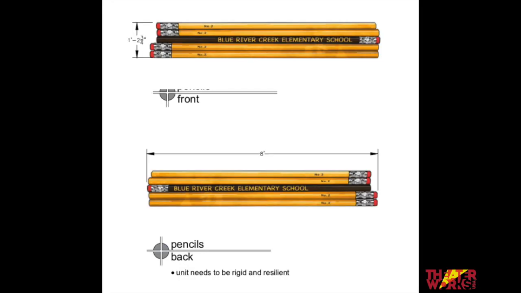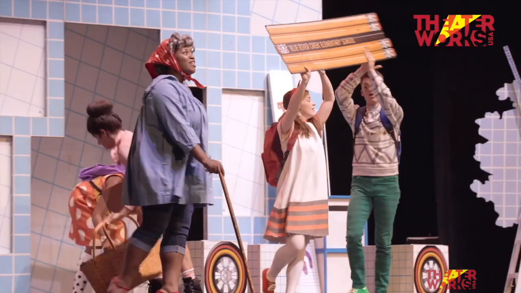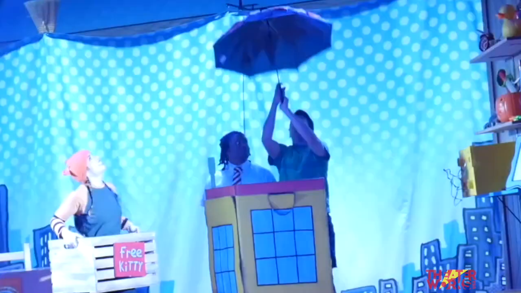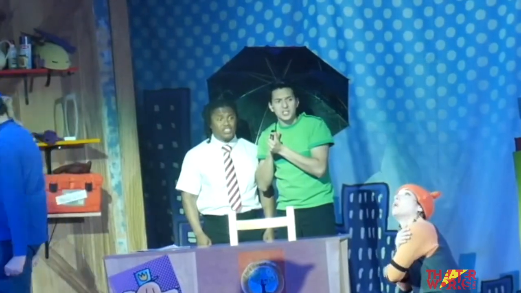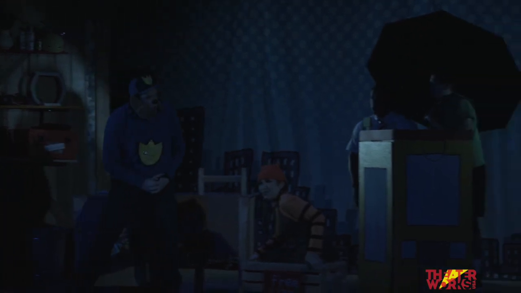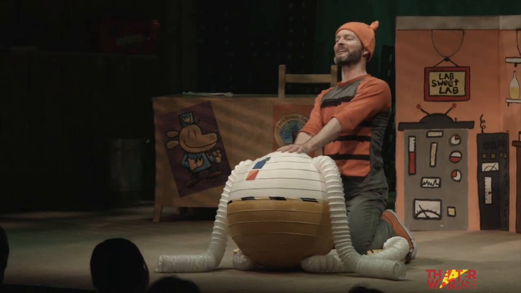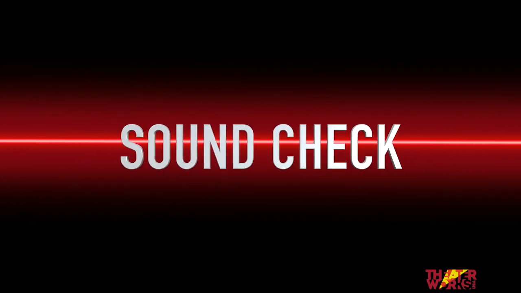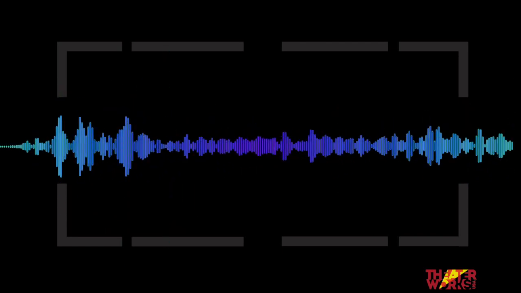A prop is an object used on stage by the actors to help tell the story. For example, an actor may use a prop umbrella to show us that it's raining. Lighting can express the time of day, whether we're indoors or outdoors, and the mood of the moment. Sound helps us hear the story. Sometimes we add a sound effect, like thunder, to establish the atmosphere.